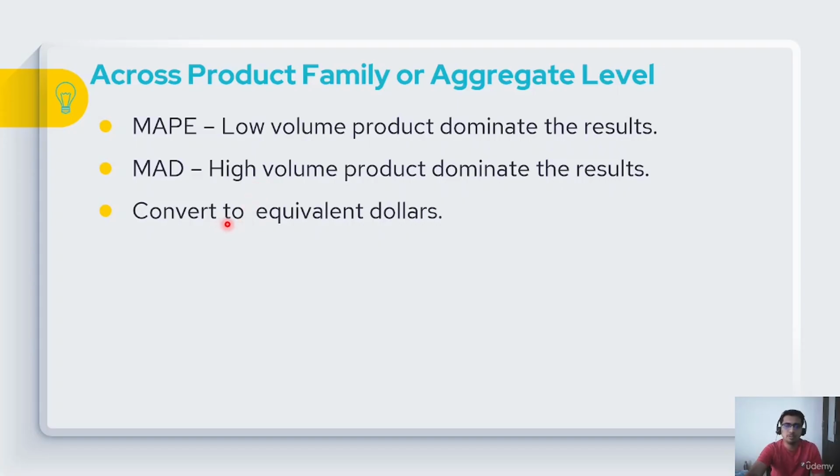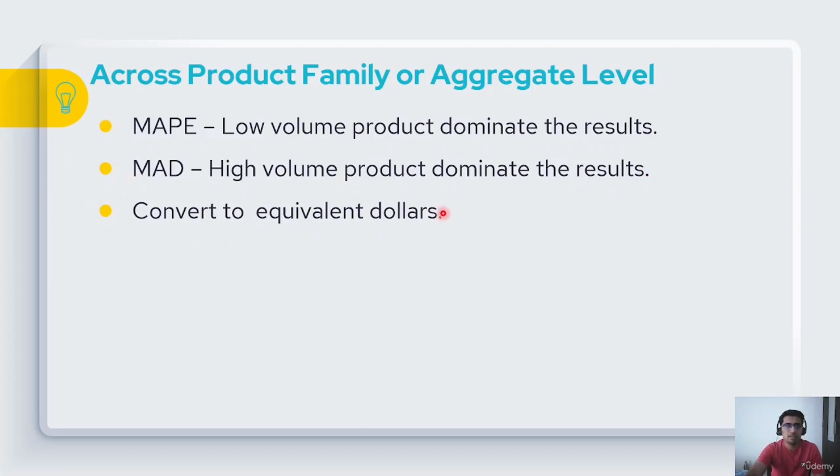And third, sometimes this practice is also done that the forecasting team would like to convert the products into equivalent dollars. Why? Because sometimes in MAD the high volume product is dominating, and we are still okay with it, because if it's high volume, it's going to be high cost also. So the high volume dominating is not an issue, but sometimes there are products which are low in volume but high in value. So in such cases MAD doesn't work.